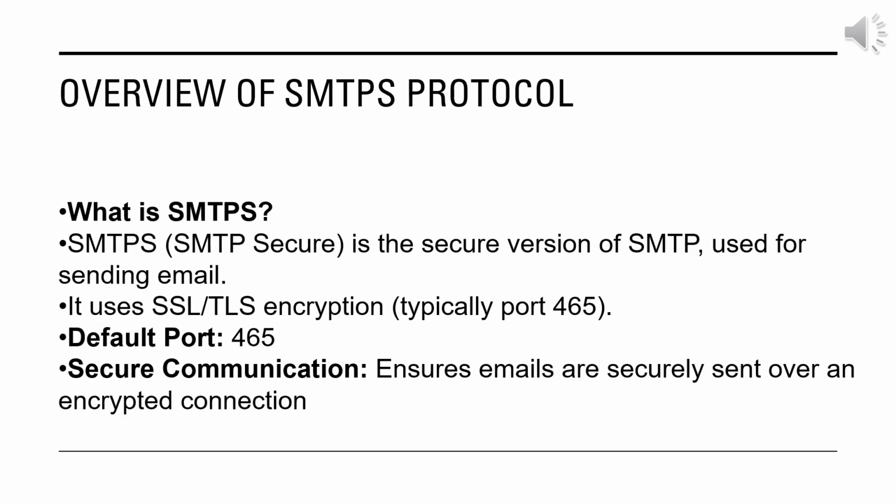Okay, so the overview of the SMTPS protocol: what is it? The SMTPS protocol is the secure version of SMTP, and is used for sending emails. It uses encryption, typically on port 465, which is the default port. And as far as secure communication, it ensures emails are securely sent over an encrypted connection.